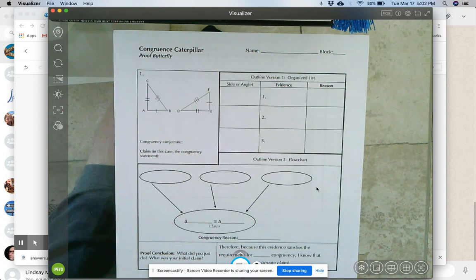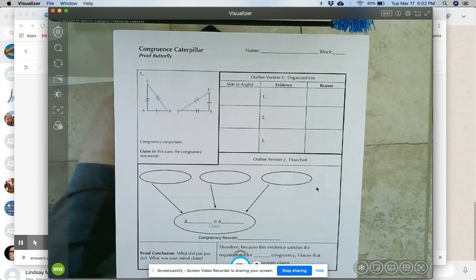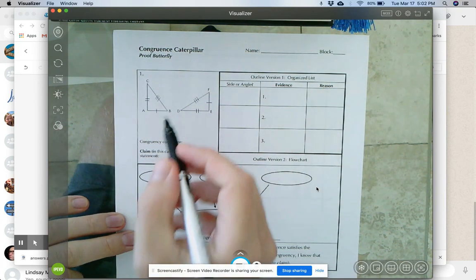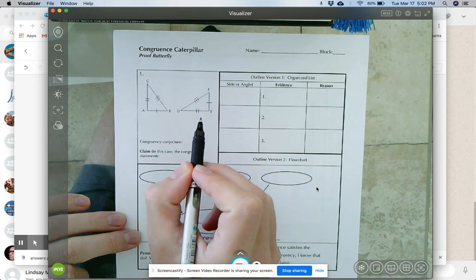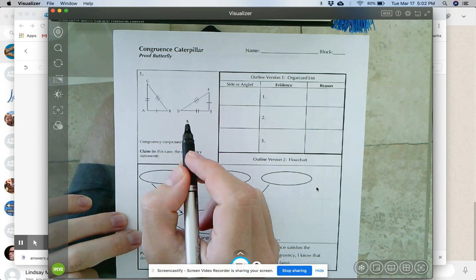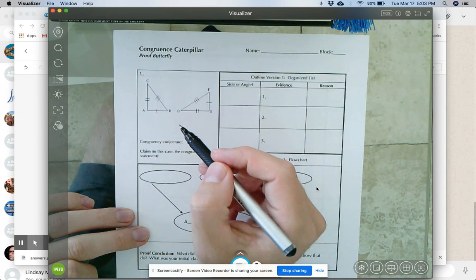Hello, everybody. In this activity, we're going to start talking about something called proof. Now, what you've been looking at is two triangles and determining what method of triangle congruence is appropriate for them. For example, this one is straight from the quizzes that you just did.